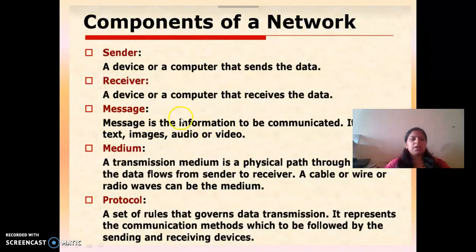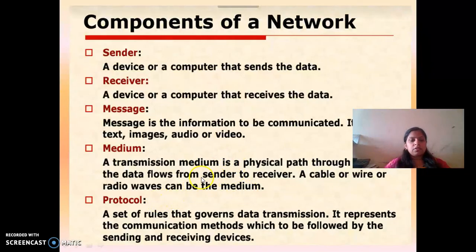So how will these pass through? These will pass through something called a medium. A transmission medium is a physical path through which the data flows from sender to receiver. If it is a wired connection, it may be a wire or any kind of cable. And if it is a wireless connection, then radio waves can be the medium.